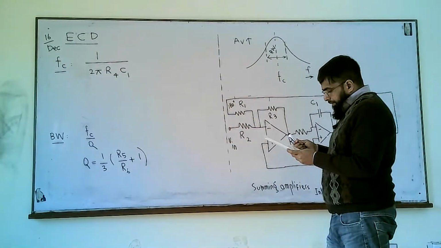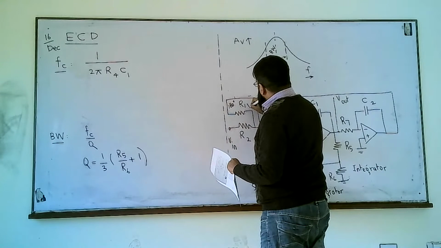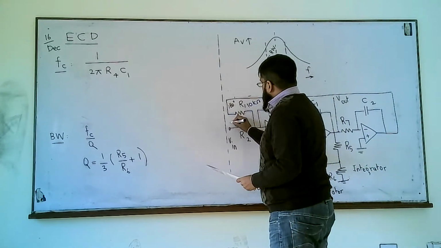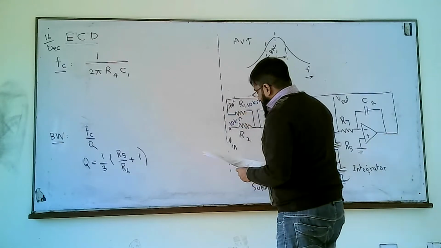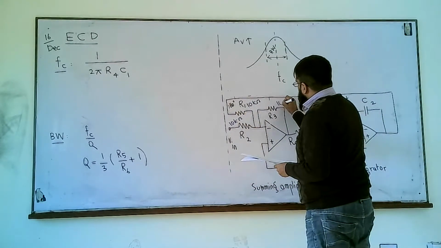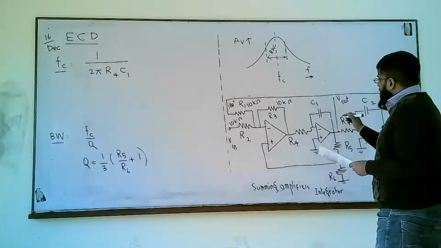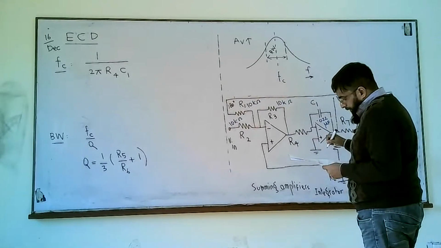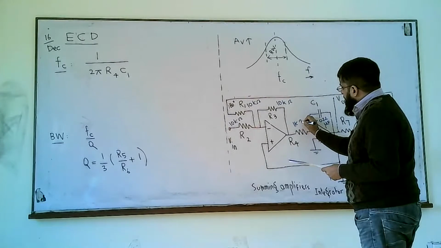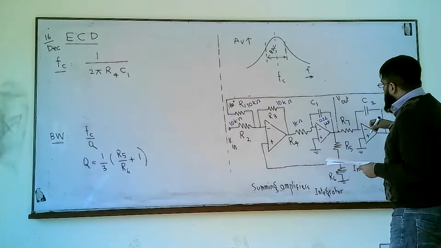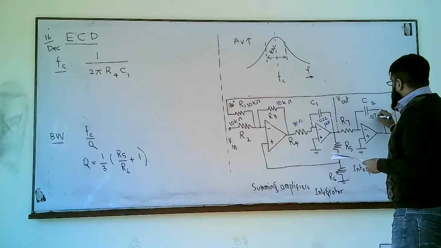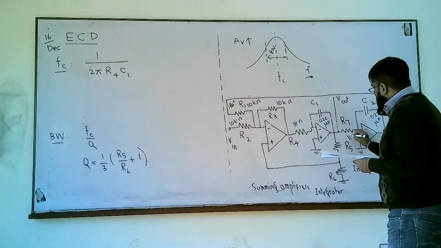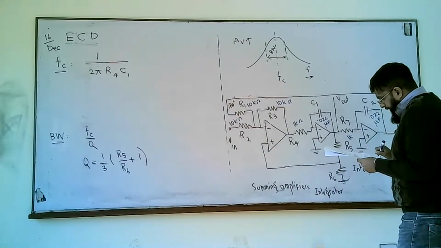This R1 is 10 kilo ohms. It's given to be 10 kilo ohms. This is also 10 kilo ohms. This R3 is 10 kilo ohms. And this is 0.022 microfarad. This R4 is 1K. C1, C2 is also 0.022 microfarad. R7 is 1K. And R5, R6 are also given.